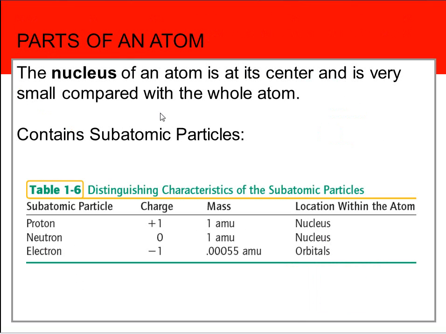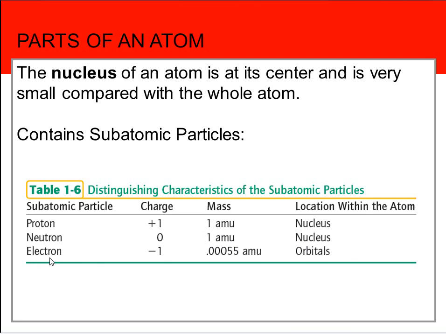The parts of an atom, then, are contained generally in the nucleus. The nucleus is at the center. It's very small compared to the whole atom, and it contains subatomic particles. Protons and neutrons reside in the nucleus. Protons have a charge of +1. They have a mass of 1 atomic mass unit. It's a very small unit of mass, and they're located in the nucleus. The neutrons are neutral. They have a charge of 0. They are about the same mass as a proton, 1 atomic mass unit. They also reside in the nucleus.